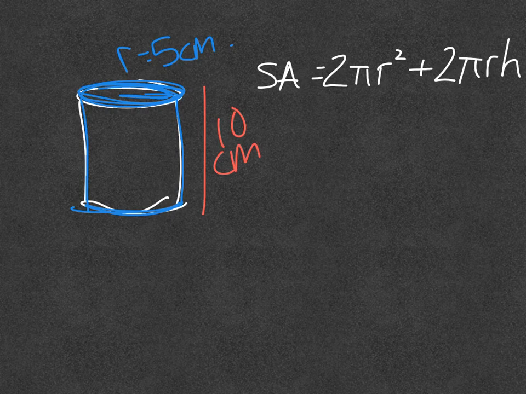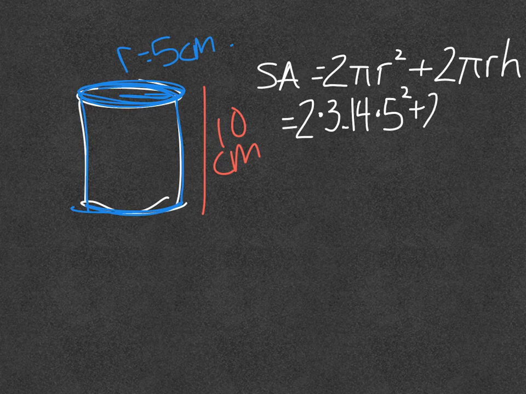And now we've got to substitute everything in, so this is going to get long. The first thing I'm going to do is plug in all of my values. So 2, I'm going to put a dot here instead of brackets, so that's 2 times 3.14 times my radius, 5 squared, plus 2 times 3.14 times the radius, 5, and the height, 10. I squished it in. And now we just have to simplify.